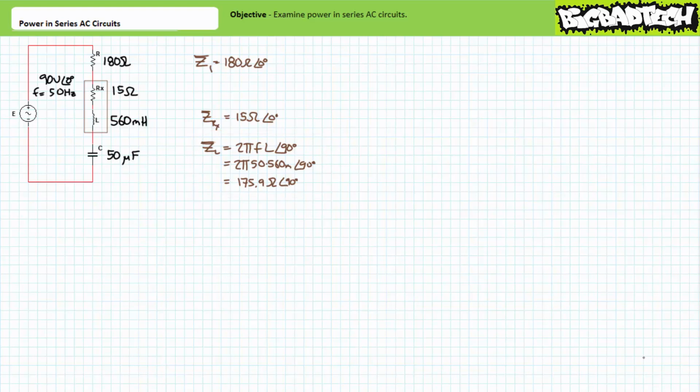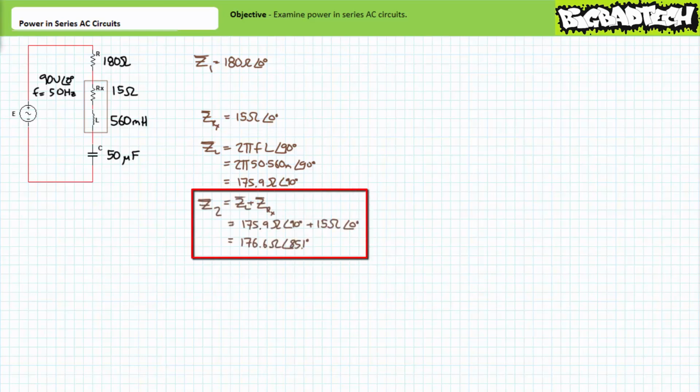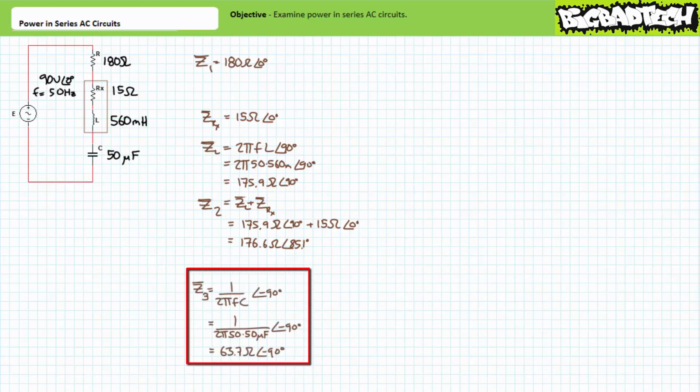These two elements are in series with each other internal to the second element. Therefore, Z2 has a value of 176.6 ohms at an angle of 85.1 degrees. It's still primarily inductive, however, the angle less than 90 degrees illustrates there is a resistive portion. Finally, the complex impedance of the 50 microfarad capacitor at an excitation frequency of 50 Hz is approximately 63.7 ohms at an angle of negative 90 degrees. Let's call this impedance Z3.